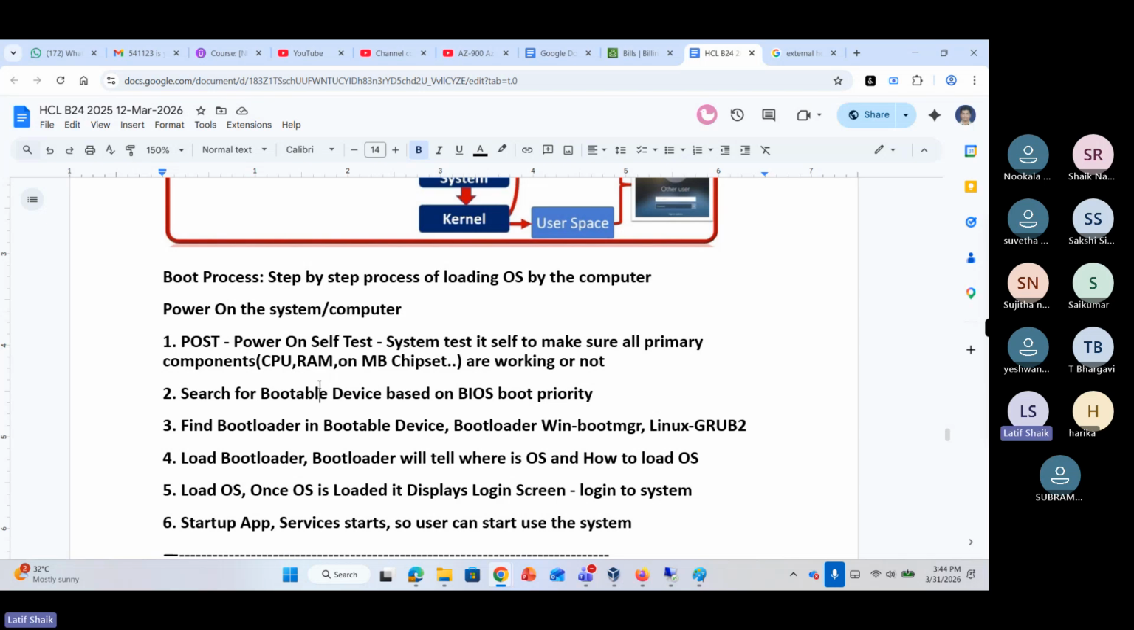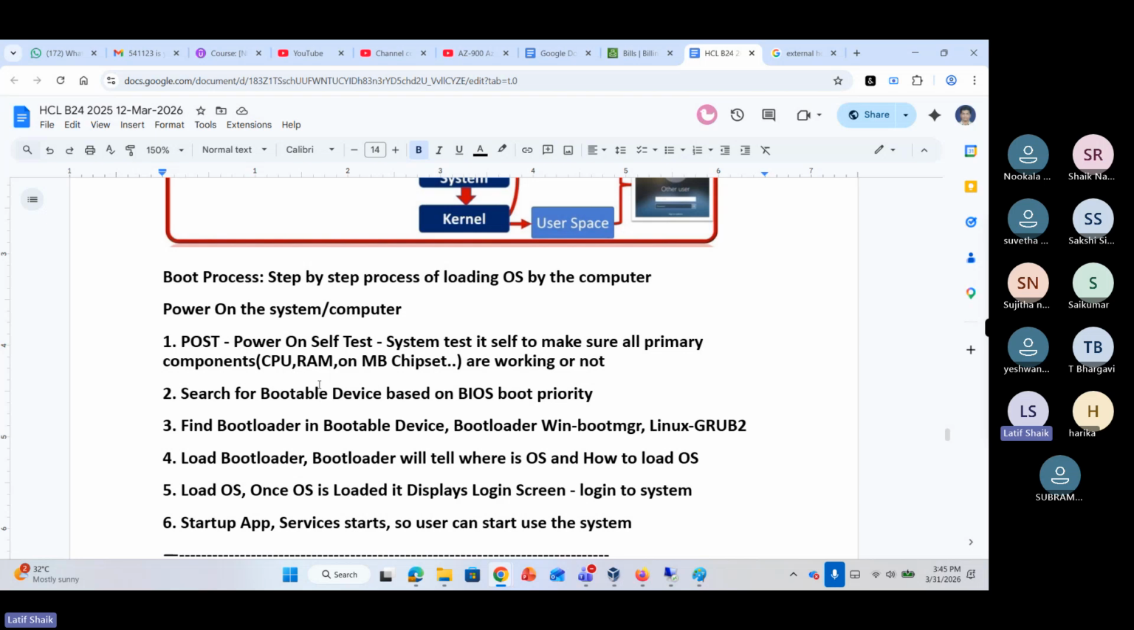Load the operating system. Once the OS is loaded, you get a login screen. In the login screen, you log in with a username and password. Once the OS is loaded, system-related services are started. Once you log in, user-based services and applications will start. Then you can start using the system once the boot processing is completed.